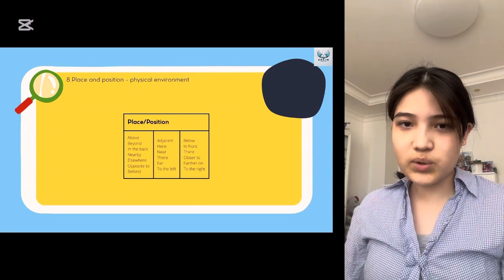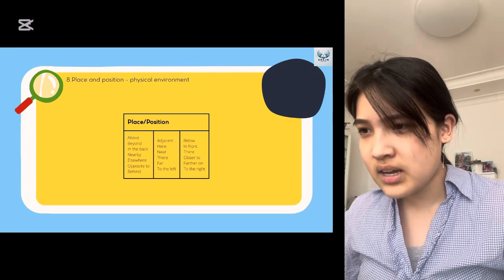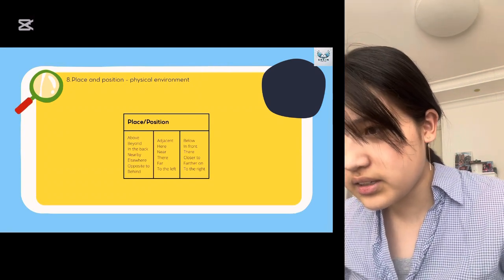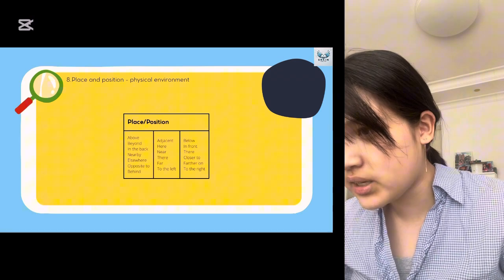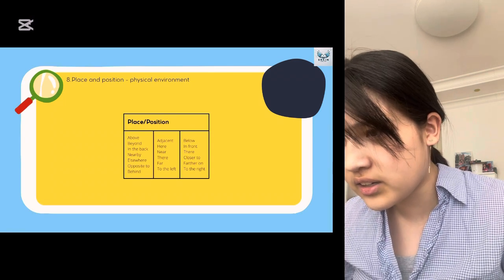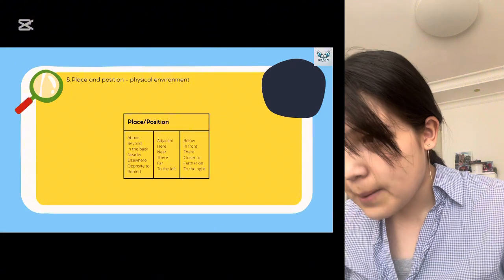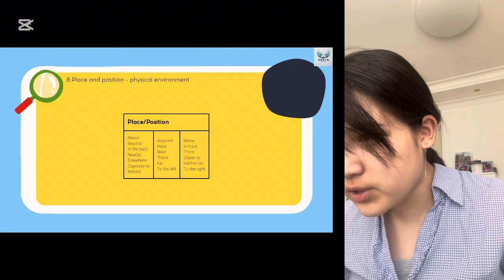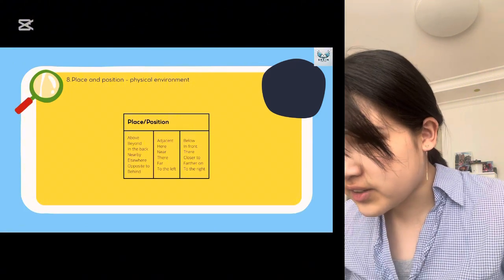For these types of situations, you can use the cohesive devices above, beyond, in the back, nearby, elsewhere, opposite to, behind, adjacent, here, near, there, far, to the left, below, in front, there, closer to, further on, to the right.